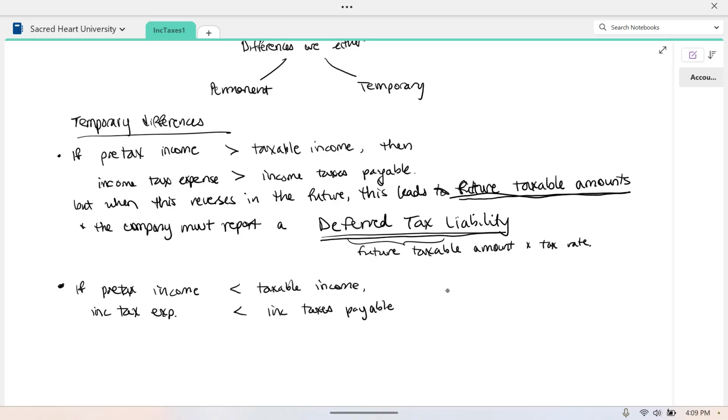Of course, in this current period. And what we know is that because this is temporary, it's going to reverse. This leads to future deductible amounts. It says we know our future taxes are going to be lower because we had lower pre-tax income this period. But that's going to switch in the future. Our pre-tax income is going to be higher in the future, and we've paid higher taxes now, so we'll have these lower taxes in the future.